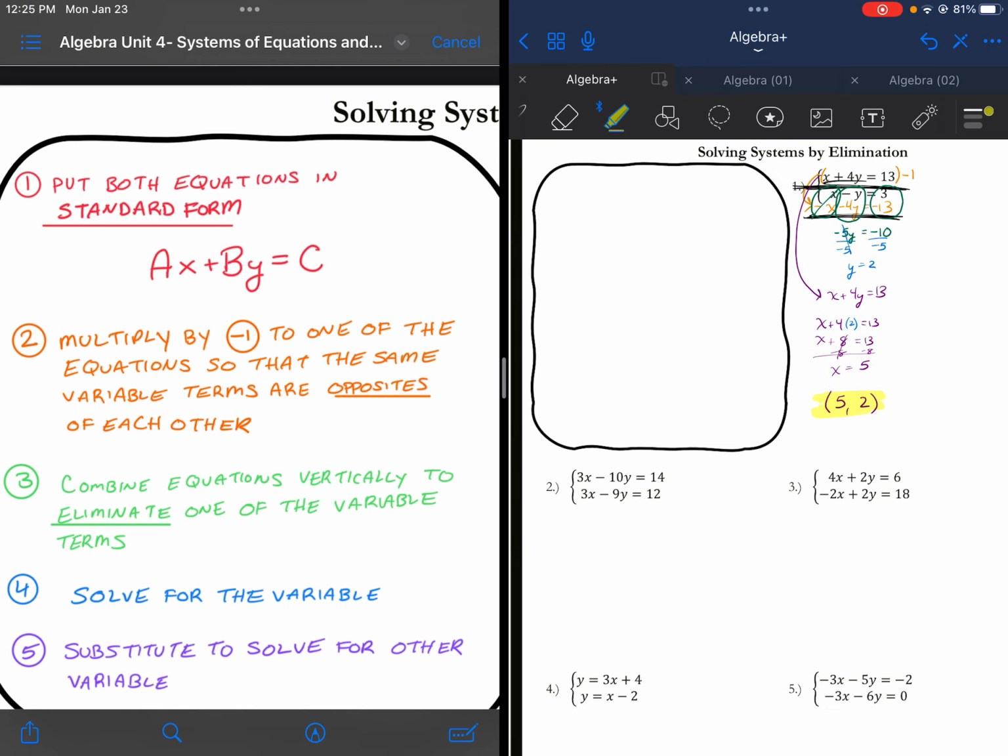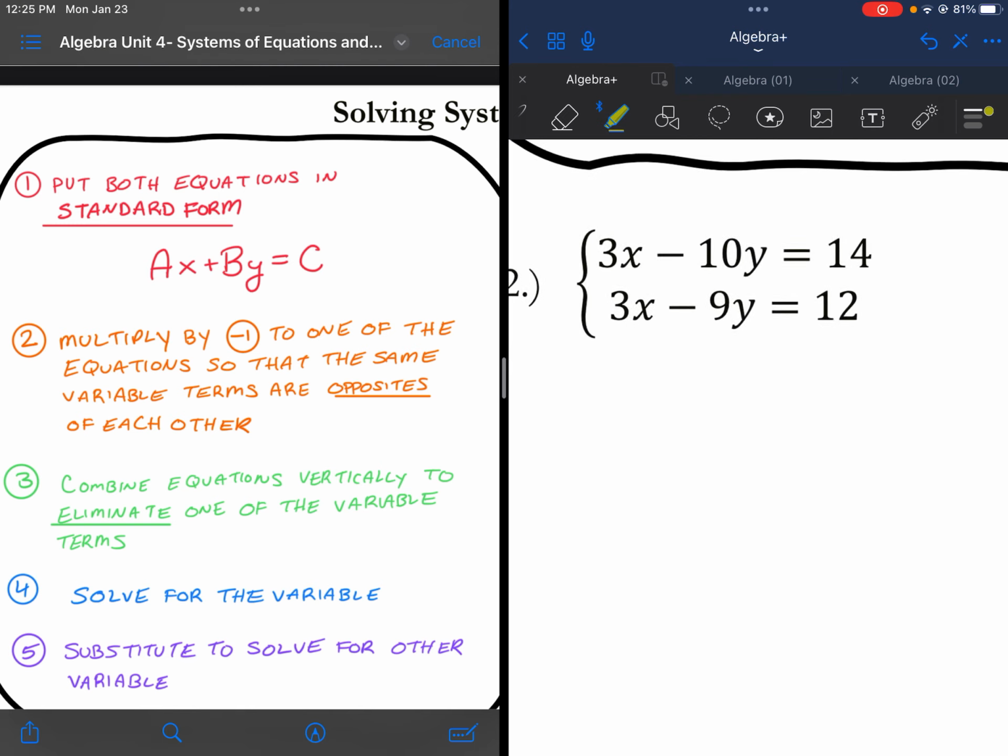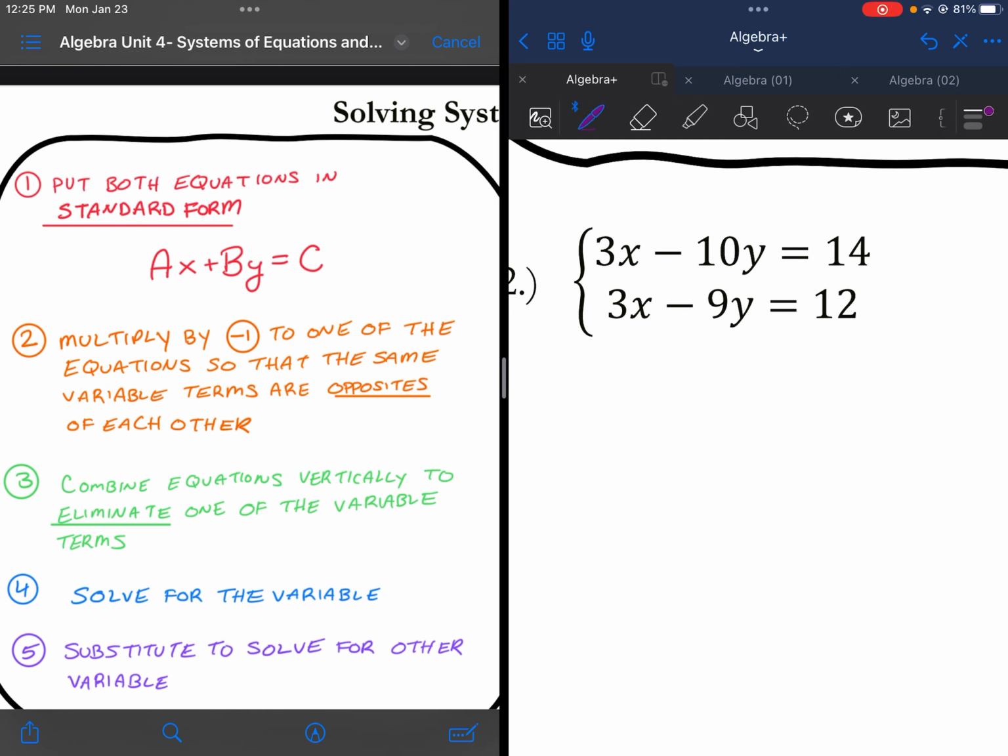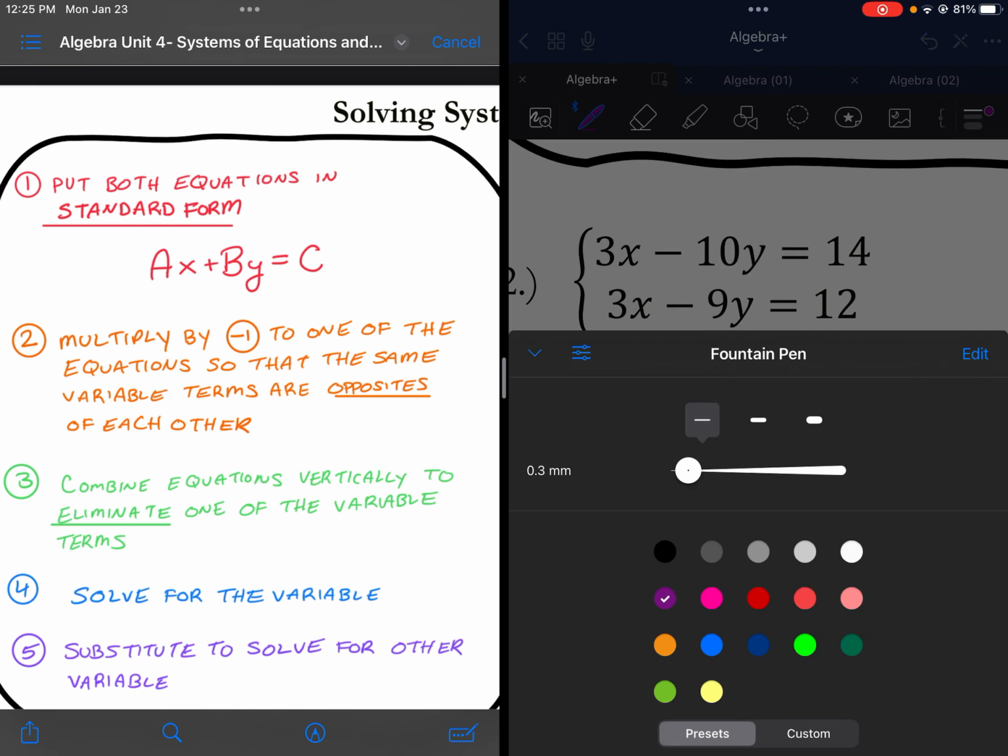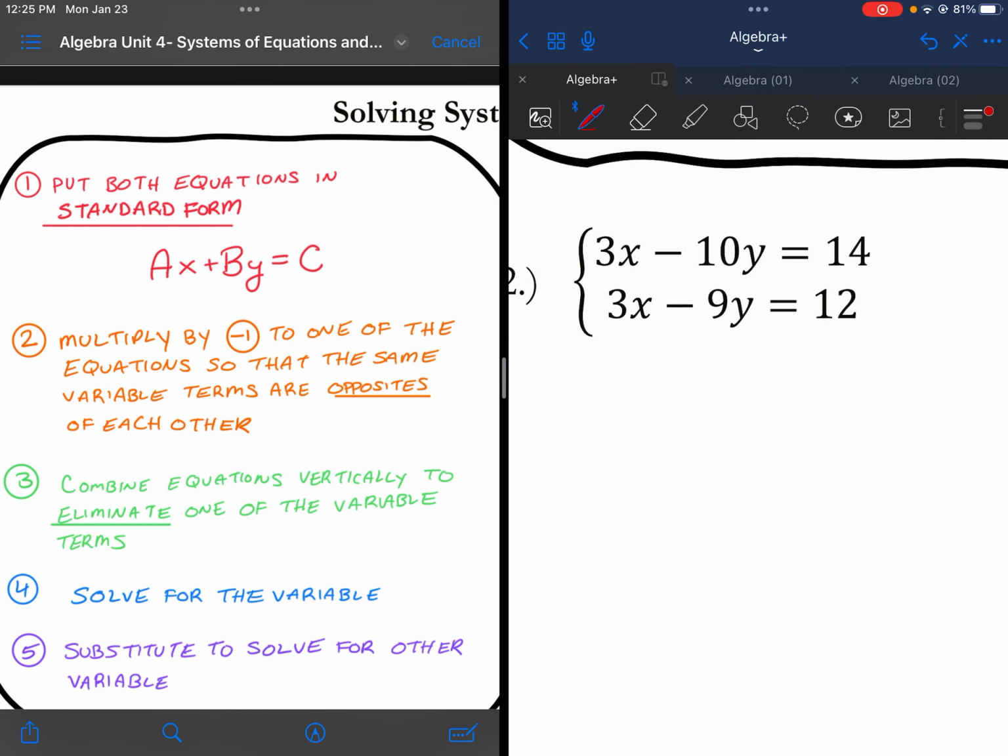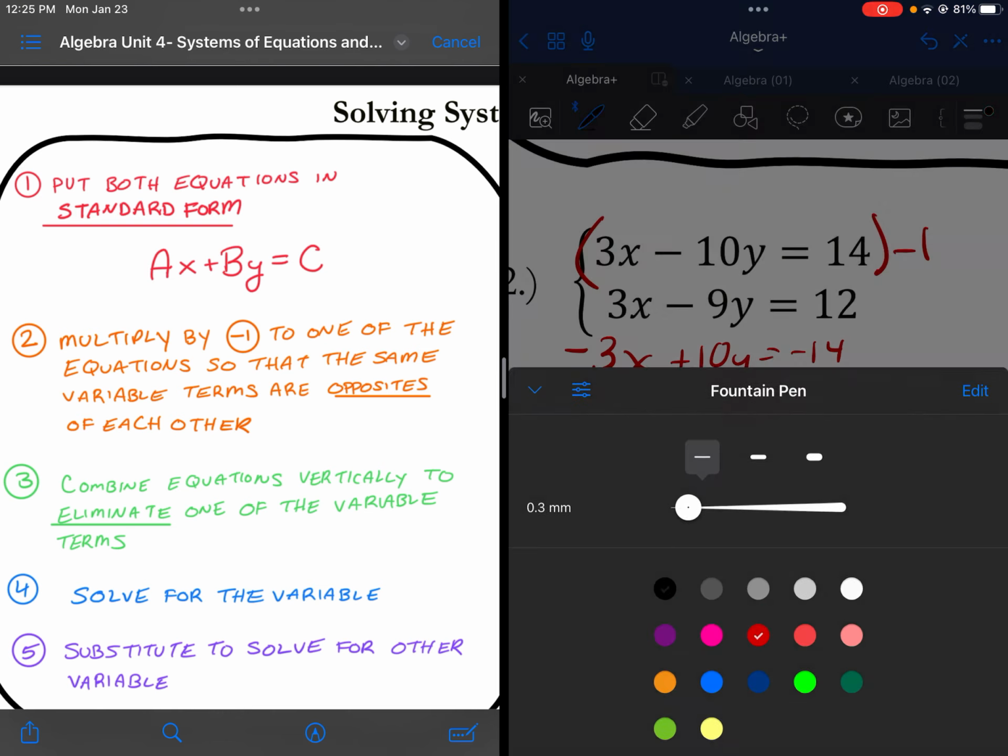Let's try that again. For number 2, are they set up in standard form? Yes, they are. So now can I see which ones I can eliminate? Well, these two kind of look alike, right? They're the same exact number. So if I just make one of them a negative, I can eliminate it. So let's go ahead and do that. Let's multiply the top by -1. I have a -3x plus 10y equals -14.